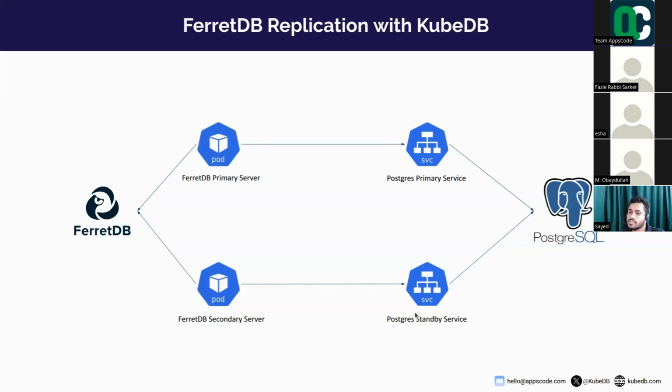So basically, what happens is that after creating the Postgres database, the KubeDB operator also creates the FerretDB database, and along with it a FerretDB primary service, which is connected with FerretDB's primary pods, and a FerretDB secondary service, which is for FerretDB's secondary pods. The FerretDB primary service forwards to the Postgres primary service, and the FerretDB secondary service is forwarded to the Postgres standby service. So this is how FerretDB replication works with KubeDB.